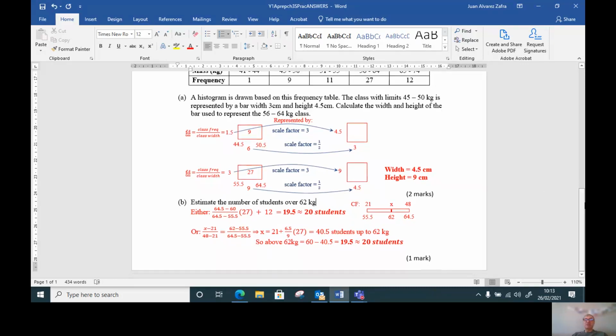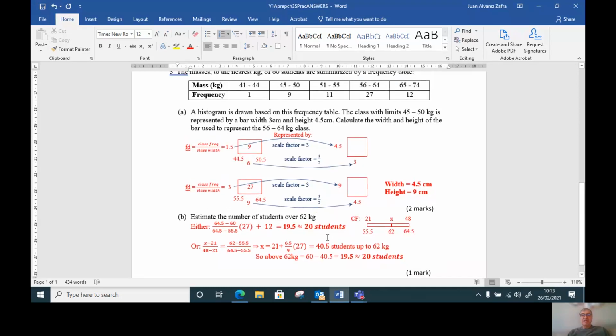I personally draw a diagram for any of these questions to save me the headache of trying to deal with all that data. Part B, estimate the number of students over 62 kilograms. Okay, so what we're wanting to do here is calculate how many students approximately are over 62 kilograms based upon the information in this histogram. There are a couple of ways of doing it. I'll take the OR first.